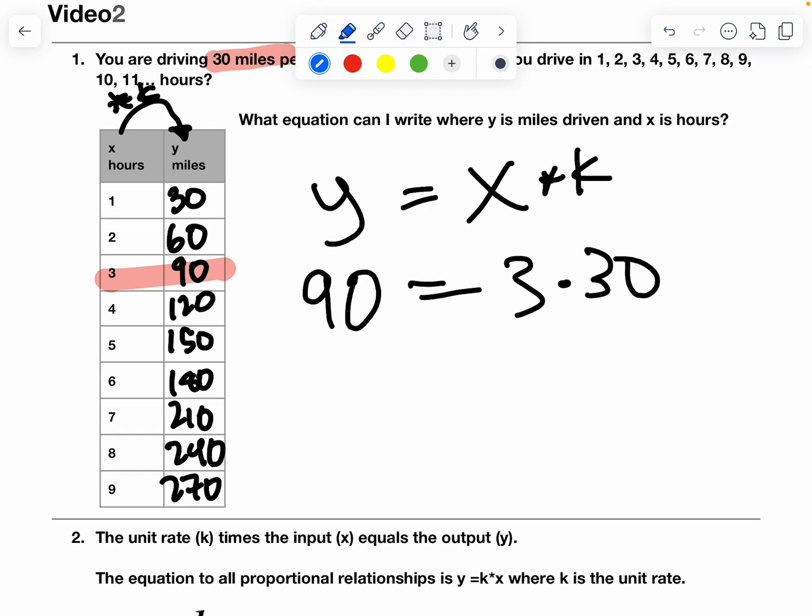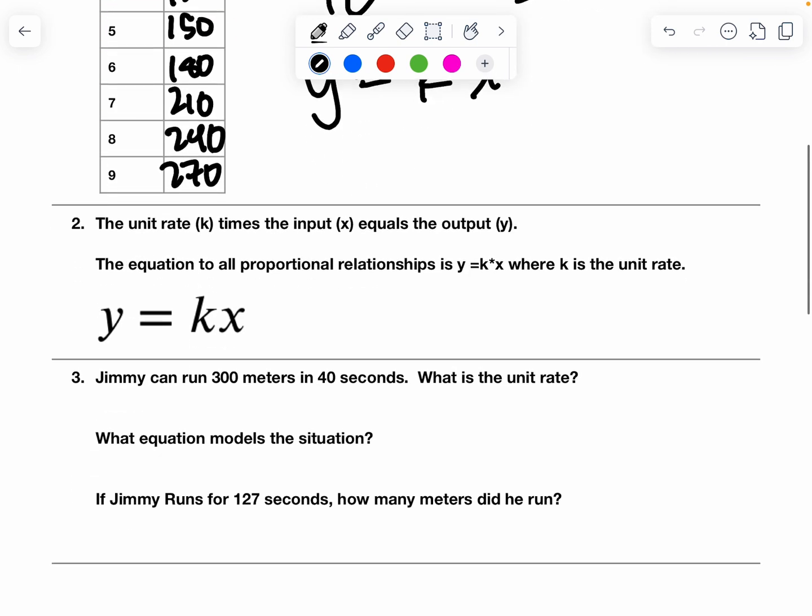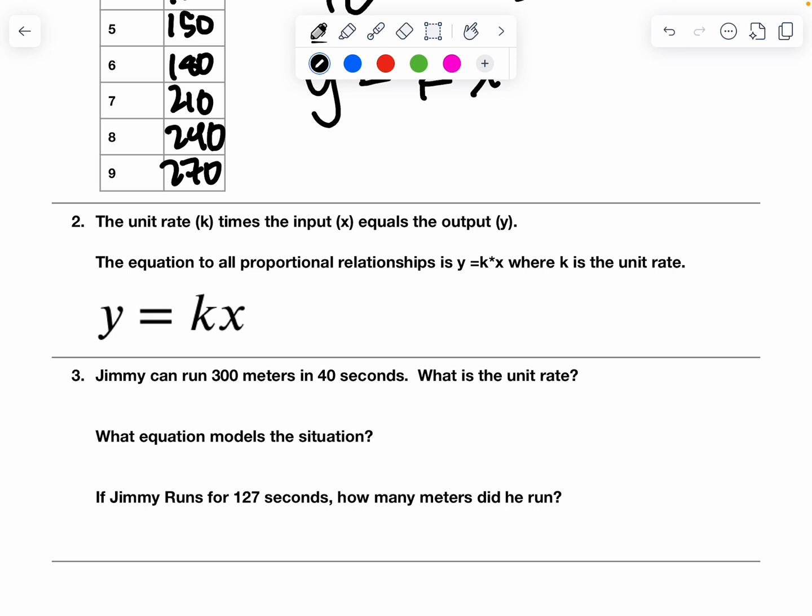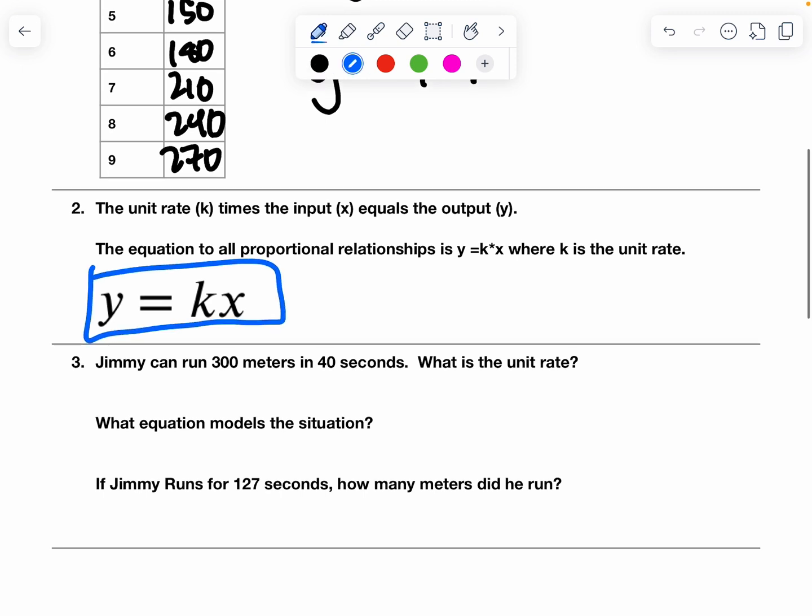So we have an equation, and it is always true for a proportional relationship. Y equals K times X. So down here, let's read this out loud. The unit rate K times the input X equals the output Y. The equation for all proportional relationships is Y equals KX, where K is the unit rate. So then we can go ahead and use this equation in other avenues.